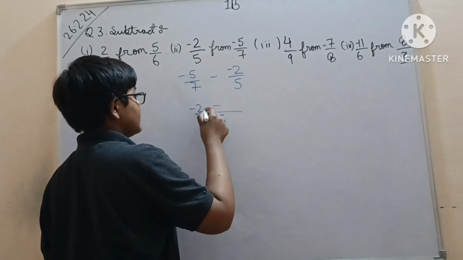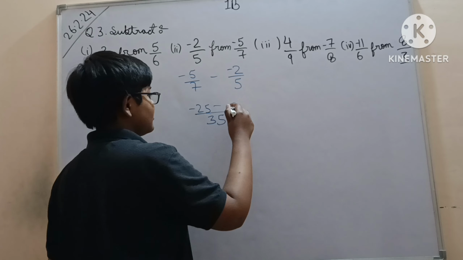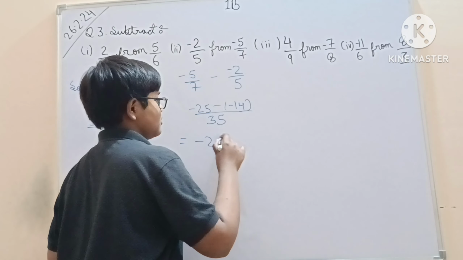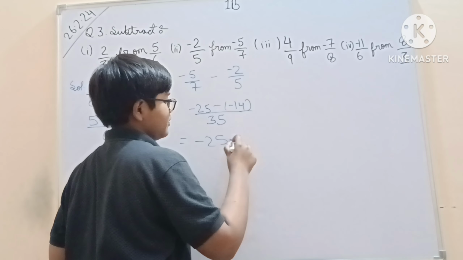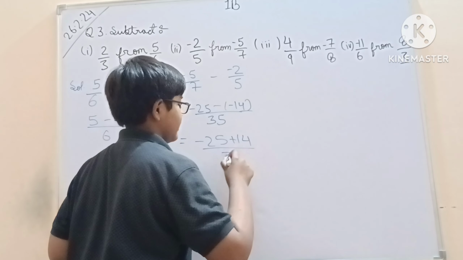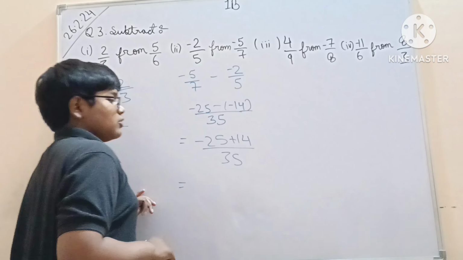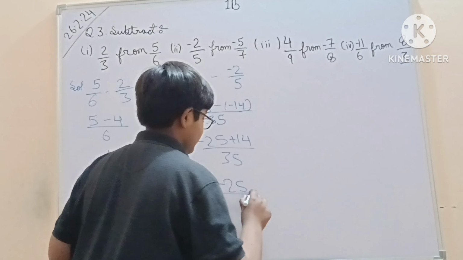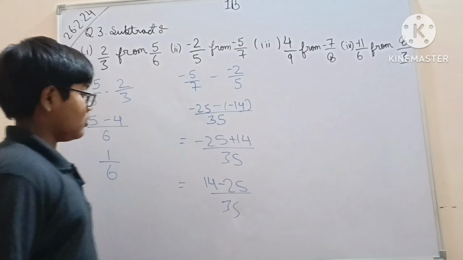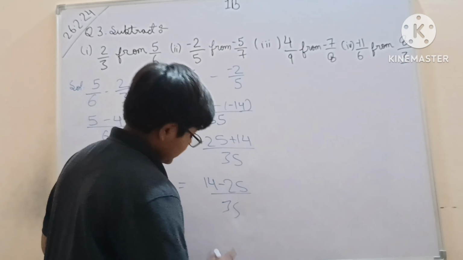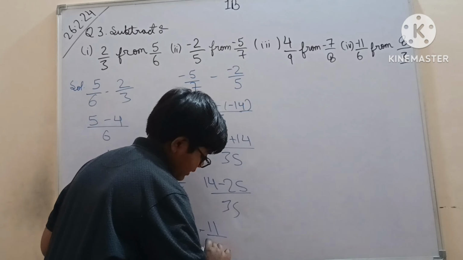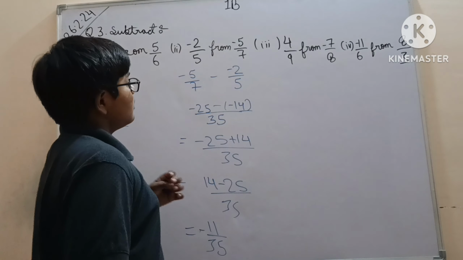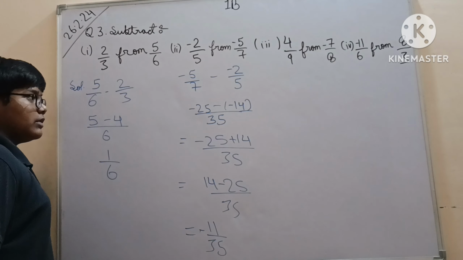5 into 5 is minus 25 and 7 into minus 2 is minus 14. So our answer will be coming minus 25, minus minus sign will become plus, plus 14 divided by 35. So now we can write like this only, this also 14 minus 25 divided by 35. So now our answer will become minus 11 divided by 35. So this is the second question which is completed.